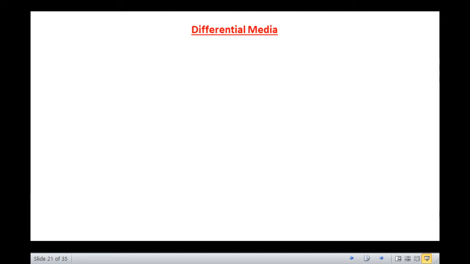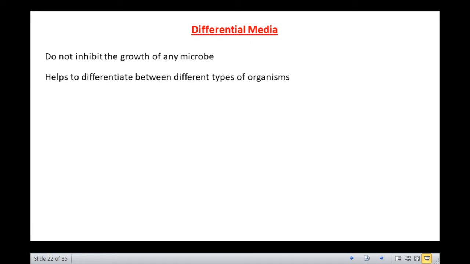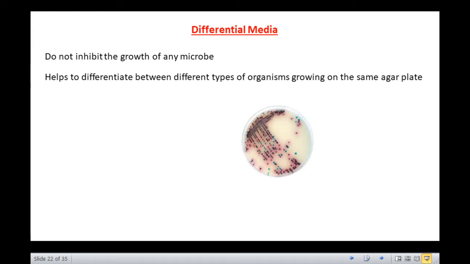Moving on to the next type of media, that is differential media. Differential media do not inhibit the growth of any microbe, but as the name suggests, it helps to differentiate between types of organisms growing on the same agar plate. For example, in this plate, you can see green colonies as well as pink colonies on the same plate.